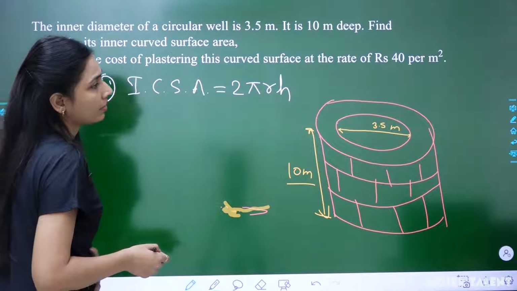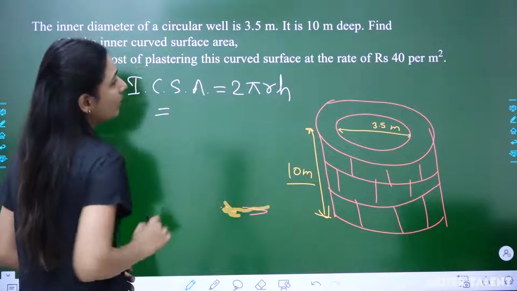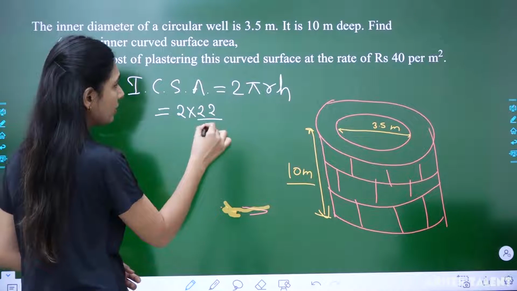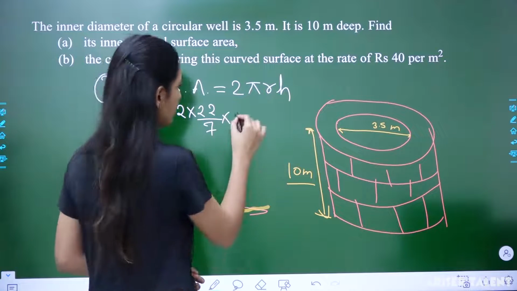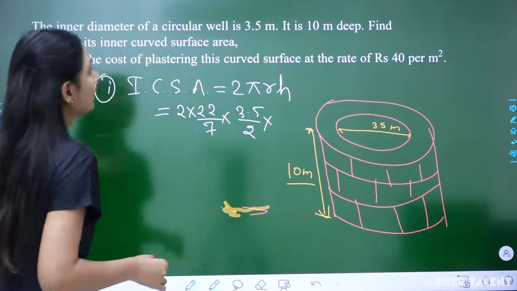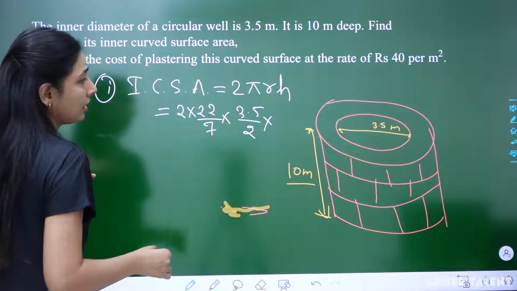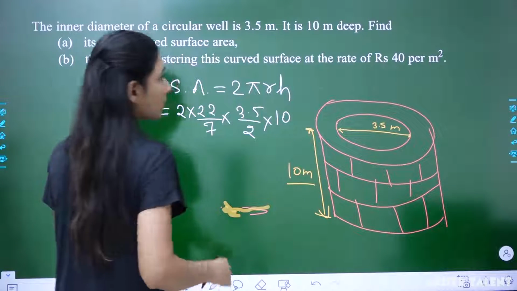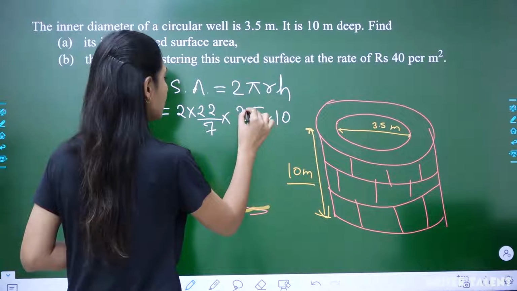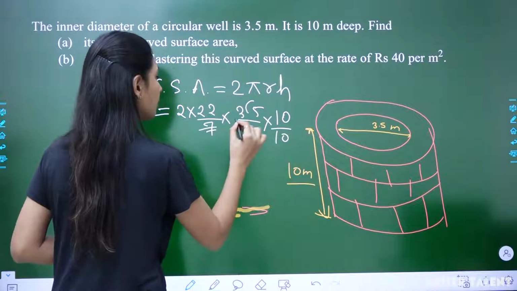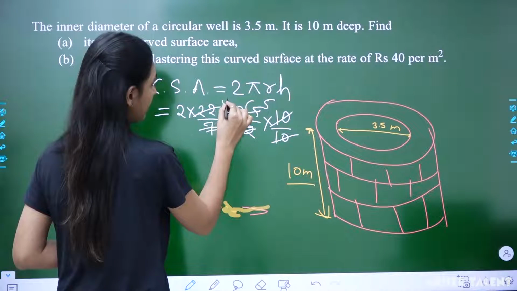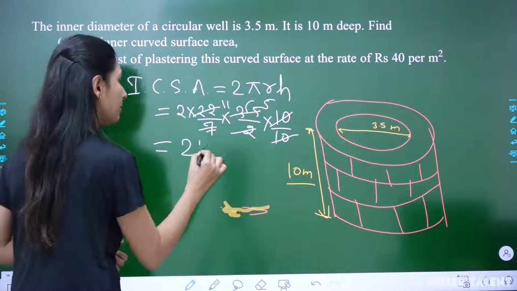That will be equal to 2 multiplied by 22 by 7 multiplied by the radius r, which is 3.5 by 2, multiplied by h, which is 10. Now calculate it. 5 times cut. How many times? 11, 22. So that will be 22.